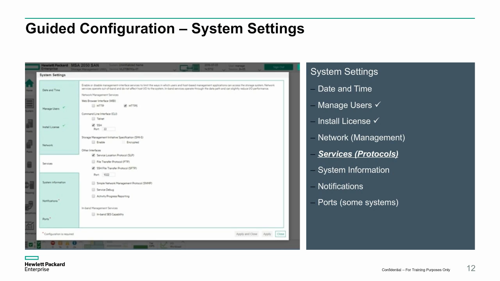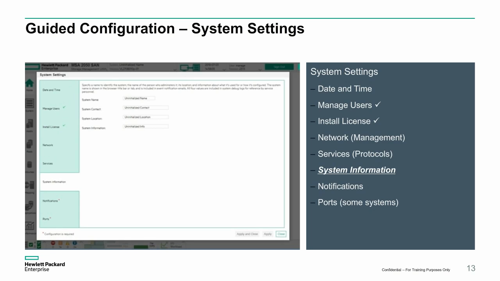The next system setting is System Information. The System Information panel allows the customer to set information about the HPE MSA.